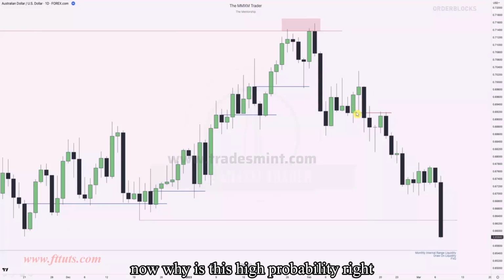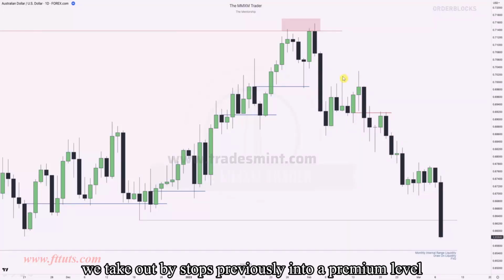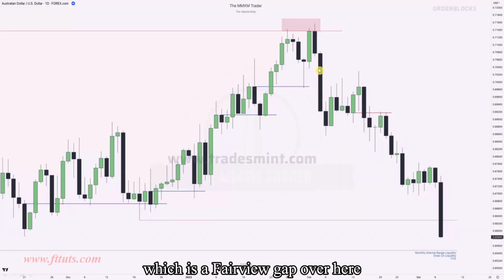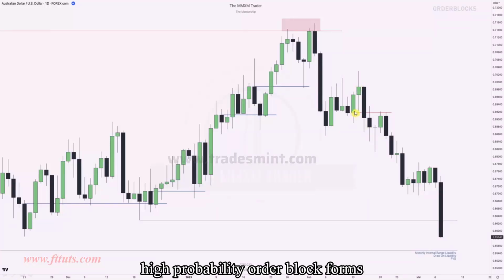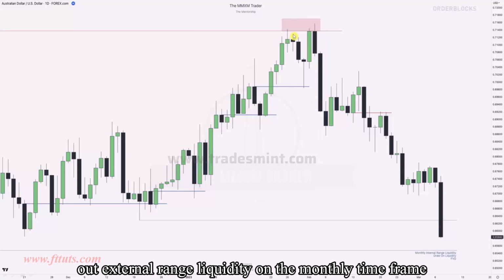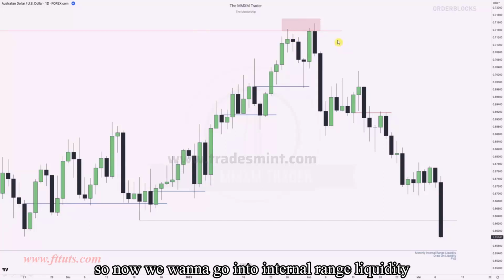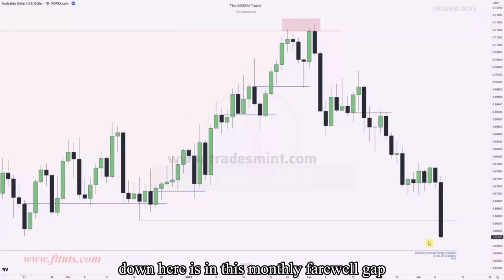Now, why is this high probability, right? We take out buy stops previously into a premium level, which is a fair value gap over here. But importantly, this high gets raided and then price breaks down after. So we have this high probability order block formed where price action can act as a resistance to continue down lower, because we already, remember, took out external range liquidity on the monthly time frame. So now we want to go into internal range liquidity down here, as in this monthly fair value gap.